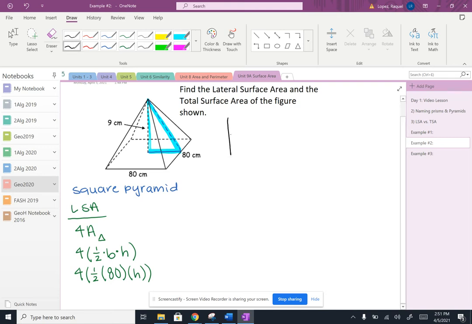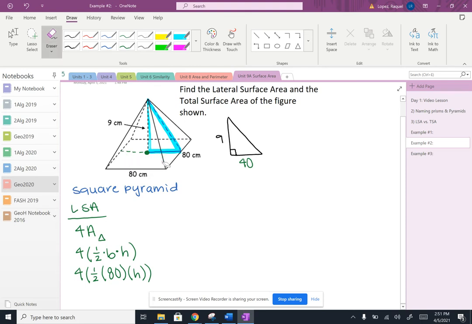So I'm going to redraw that blue triangle I've just highlighted out here. So this is going to be 9. That's the height of the whole pyramid. Now, to figure out what this bottom length is, well, that's actually going to be 40, because this height falls directly in the middle of the whole figure. So that means that this part is 40 and this part is 40.